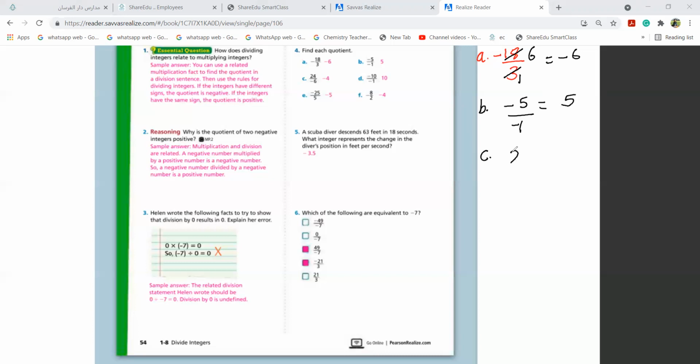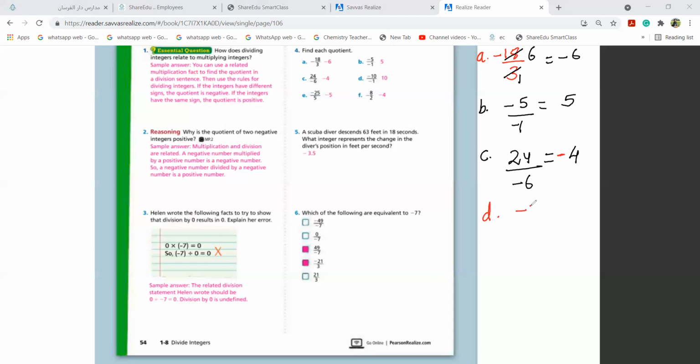Ghalia, 24 over minus 6. One is positive, the other is negative. What is my answer? 4. Okay, how about the sign, Ghalia? Positive 4. Wrong, you're not listening, Ghalia. No, negative 4. When it is not positive, it is negative. The numerator has a positive 24, the denominator has a negative. When it is opposite signs, the answer must be negative. Once again, Ghalia, you need to be attentive.